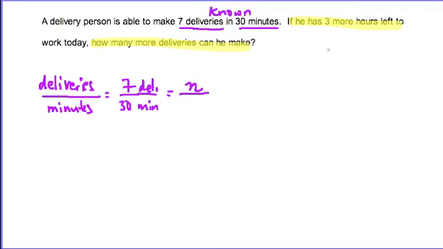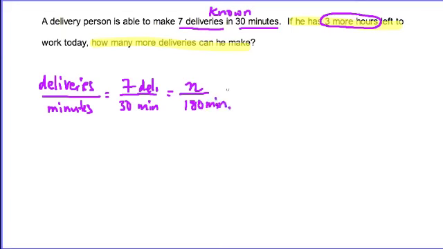And what time? Well, 3 more hours. Now I run into a little bit of a problem here, because hours are not minutes, and that's why writing down those minutes is so important. So I'm going to convert hours into minutes, and 3 hours times 60 is 180 minutes.